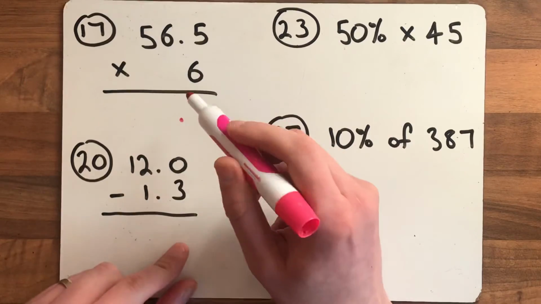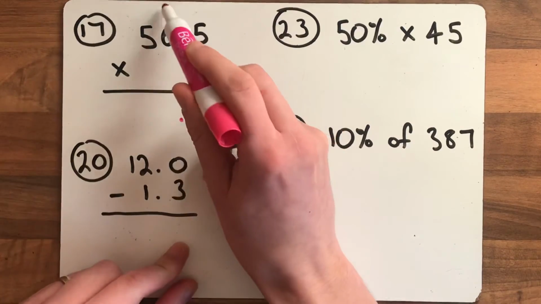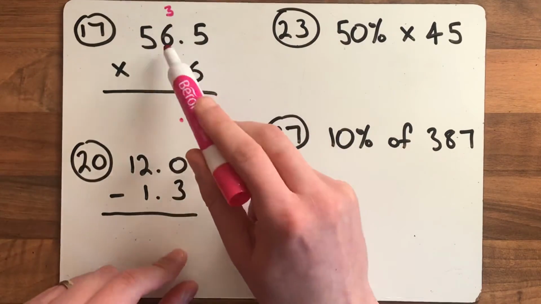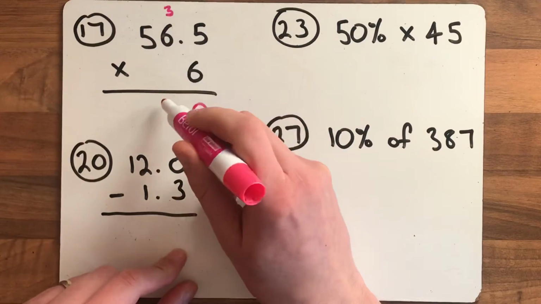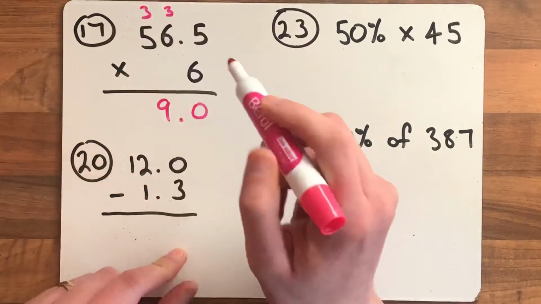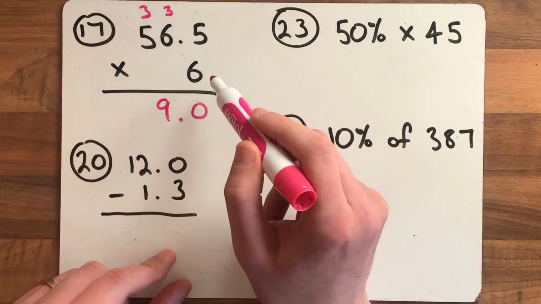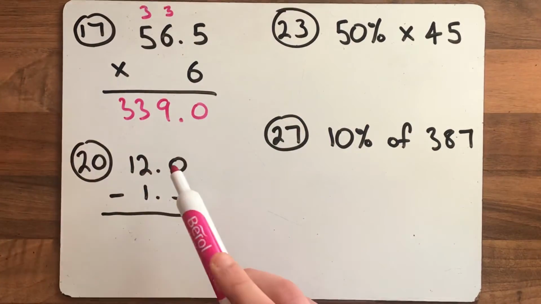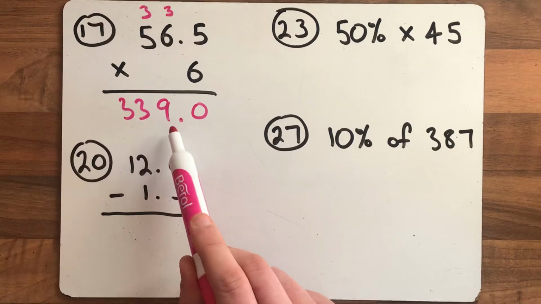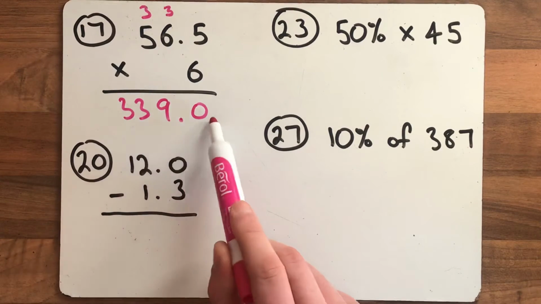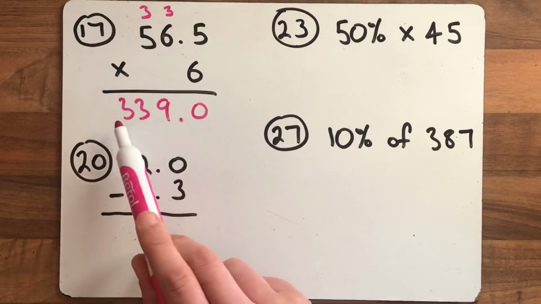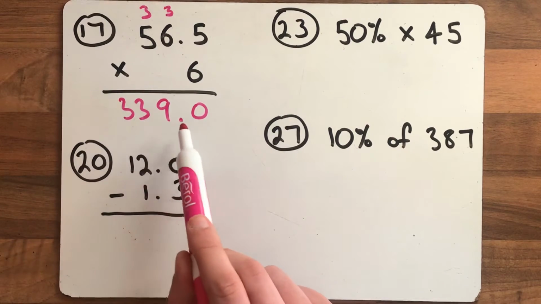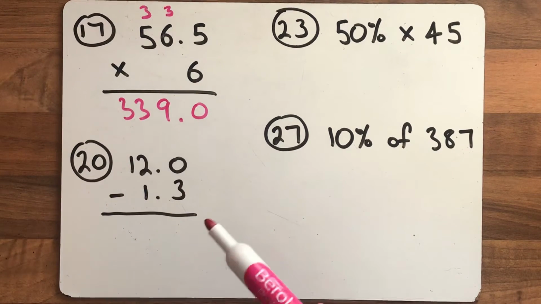So 6 times by 5 is 30, so the 0 goes there, the 3 gets carried over. 6 times by 6 is 36, add the 3 is 39. 6 times by 5, we've already said that is 30, add the 3, 33. So the answer is actually 339. If you wrote 339.0, that's fine as well, because that's identical. 339.0 is the same as 339.